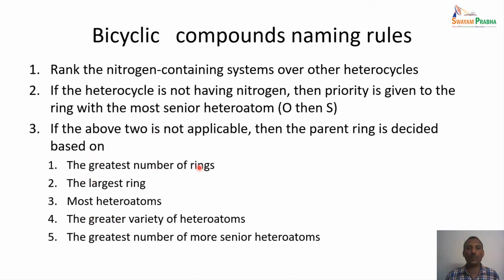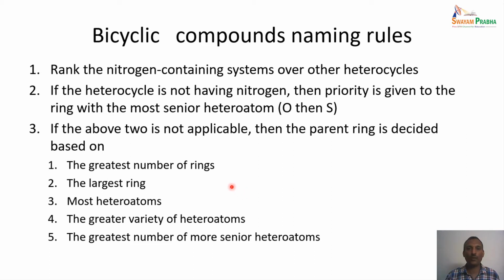That means the greatest number of rings is considered as the base one, or the largest ring is considered as the base one. If that is also not possible, then the ring with the most heteroatoms is considered as the base or the parent one, followed by the greater variety of heteroatoms. These rules apply only if there is a tie; then we go to the next one. Otherwise, whichever is the earliest one, with that we conclude what the parent name is going to be. And the least one is the greatest number of more senior atoms will be given the parent name.